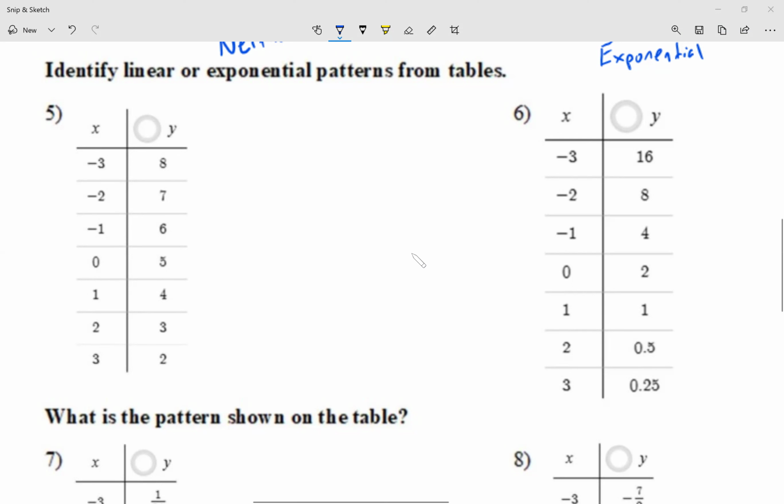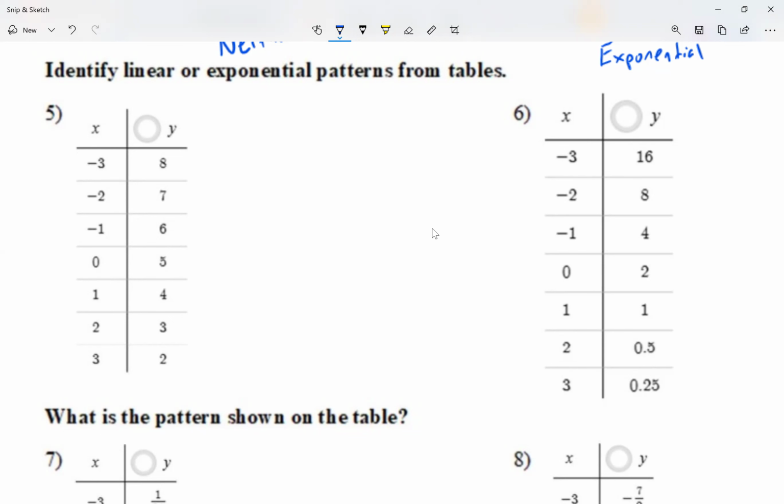Okay, so let's take a look. Today I'm going to be working questions 5 through 8 from our notes. Questions 5 and 6, it says identify linear or exponential patterns from tables. So we talked about our homework yesterday that if I kept on adding or subtracting the same thing, we call that linear. If I kept on multiplying or dividing by the same thing, we call that exponential.